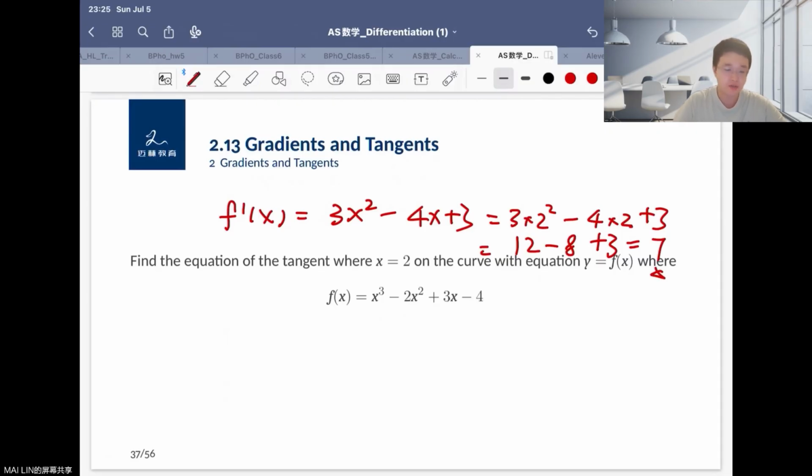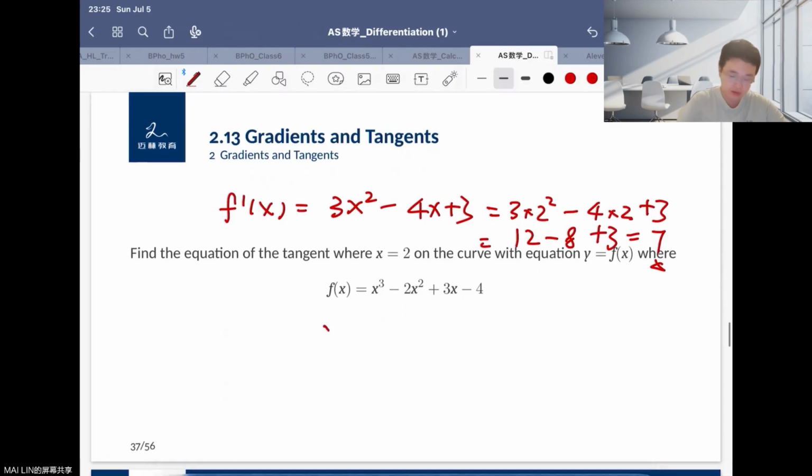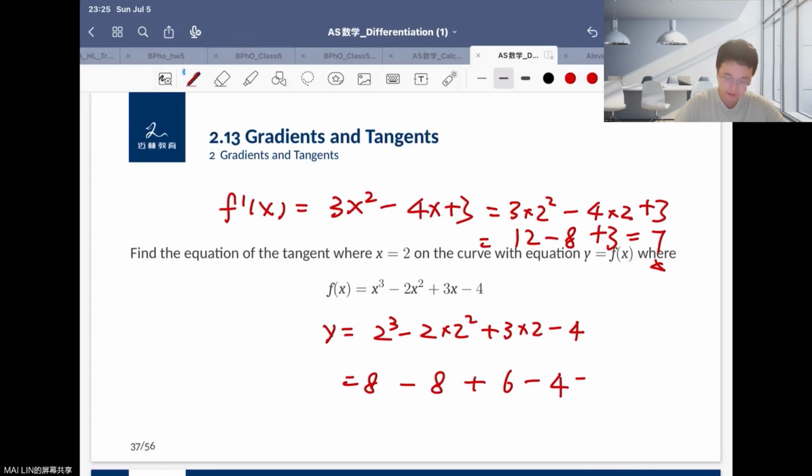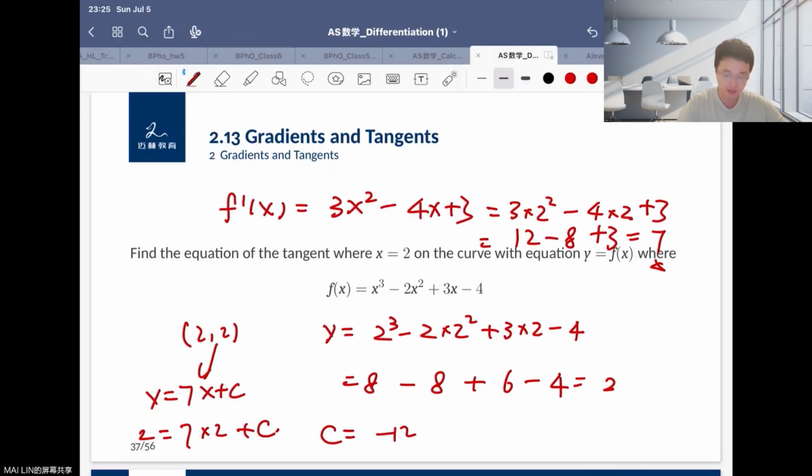And x equals 2 means x is 2 and the y value can be calculated as 2 cubed minus 2 times 2 squared plus 3 times 2 minus 4, right? And you can find the value here is 8 minus 8 plus 6 minus 4 is 2, right? So it passes through the point (2, 2), and the gradient is 7, so you can say y equals 7x plus c. So just put (2, 2) into it. So 2 equals 7 times 2 plus c. So c can be calculated as negative 12, okay?